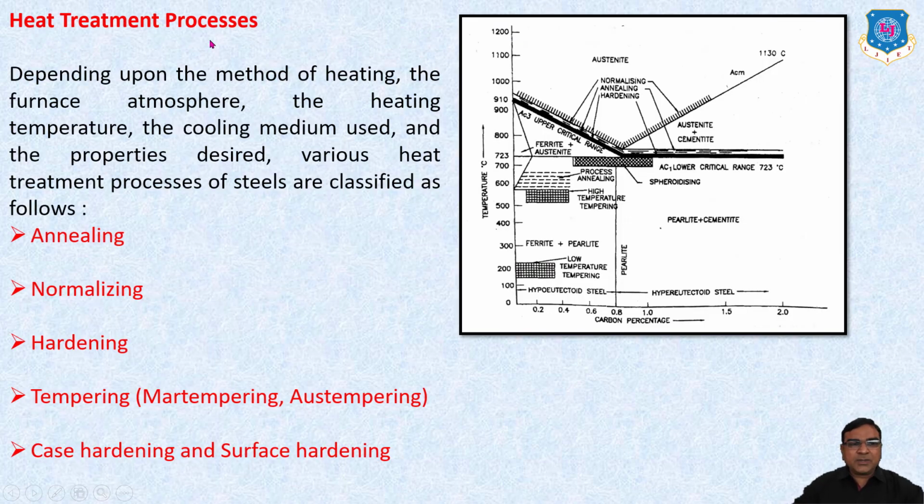Now, heat treatment process. Depending upon the method of heating, the furnace atmosphere, the heating temperature, and the cooling medium used, and the properties desired, various heat treatment processes of steels are classified as follows: annealing, normalizing, hardening, tempering. Different types of tempering processes are there: martempering, austempering, like this. And the last one is case hardening, or you can say surface hardening.